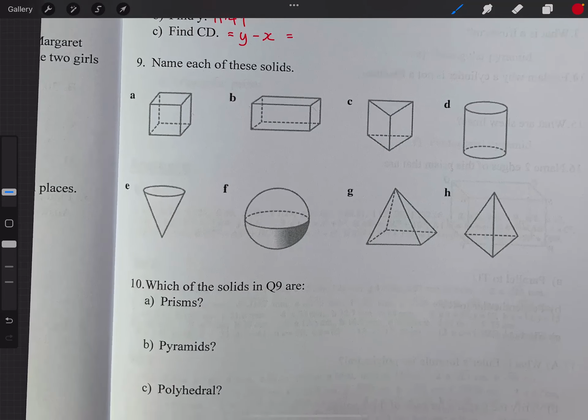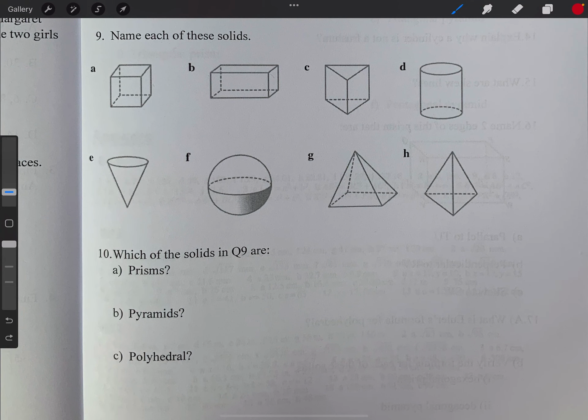Okay, question 9. Name each of these solids. Okay, you can do that on your own. Question 10. Which of the solids in question 9 are prisms? Now remember that a prism is basically you have a shape and then you extend that shape parallel all the way to the other side, and that's a prism. So for example, A is a prism, that's a cube, and that's also a prism. Let's see another one. Maybe this one is also a prism. You've got a triangle that extends parallel, all the edges, all the vertices are extended parallel to the other side, and that's another prism. So you could say A, B, C.